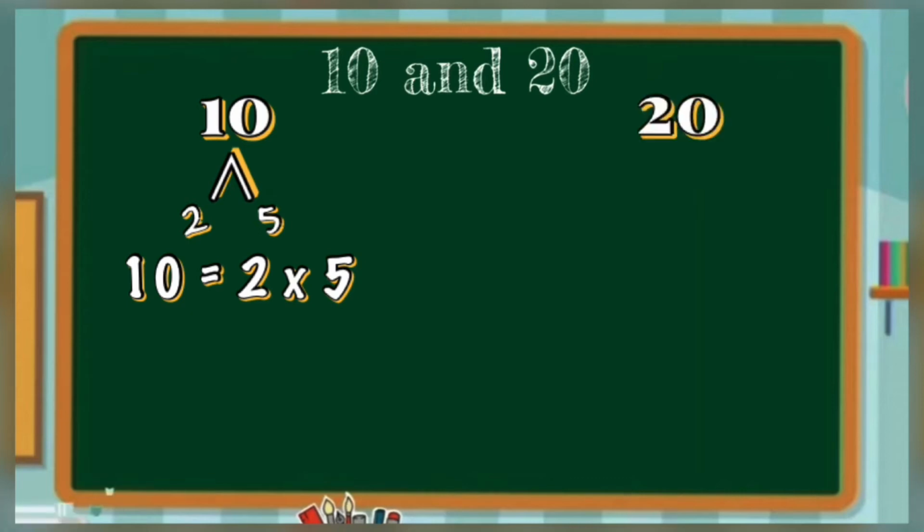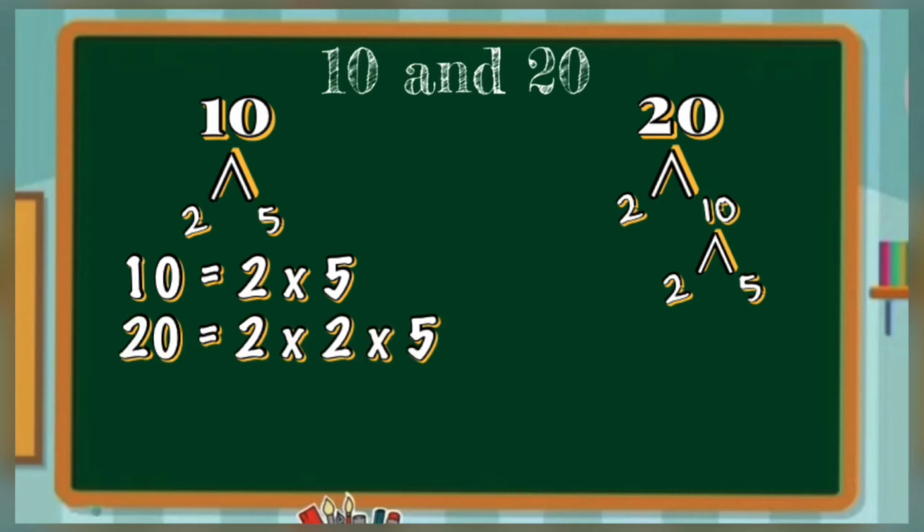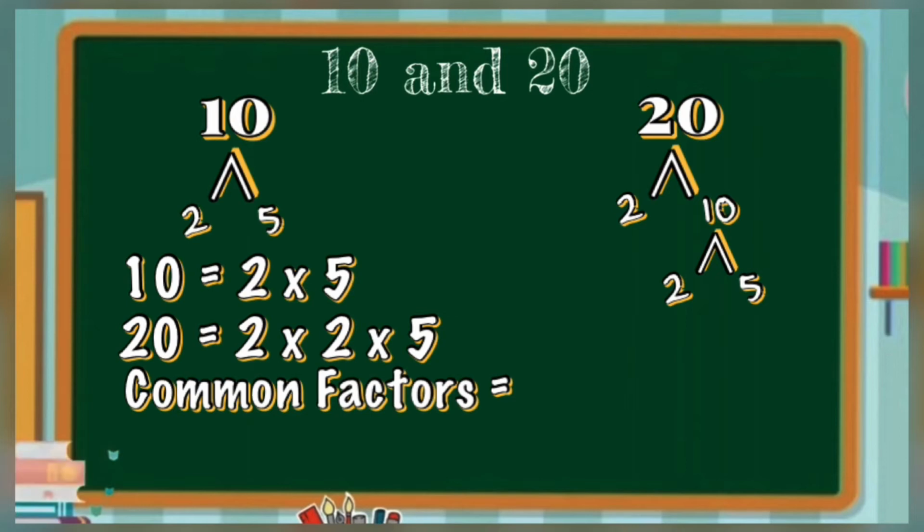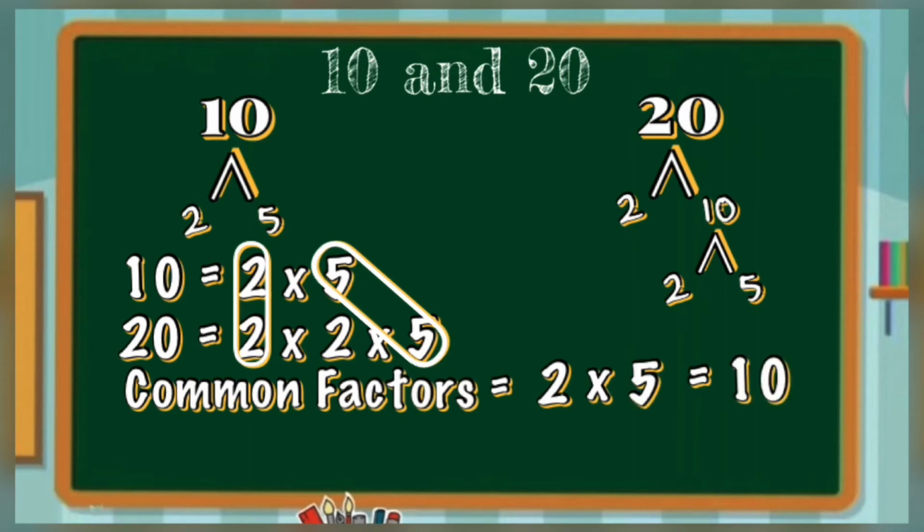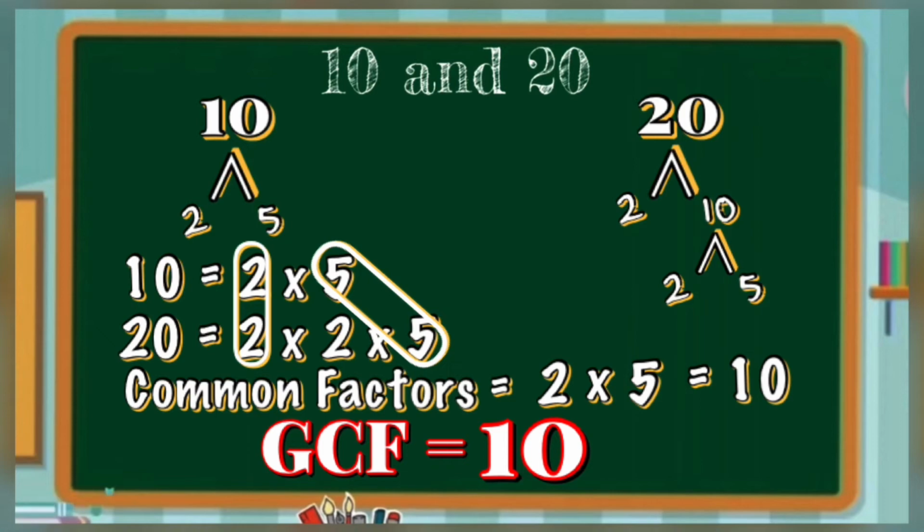Next, the number 20. Factor out 20, and that is 2 times 10. We can still factor out 10, and the factors of it are 2 and 5. Since they are already prime numbers, therefore the factorization of 20 is 2 times 2 times 5. Next, we're going to get the common factors of the two numbers, and that is 2 and 5. And 2 times 5 is equal to 10. Therefore, the greatest common factor or the GCF of 10 and 20 is 10.